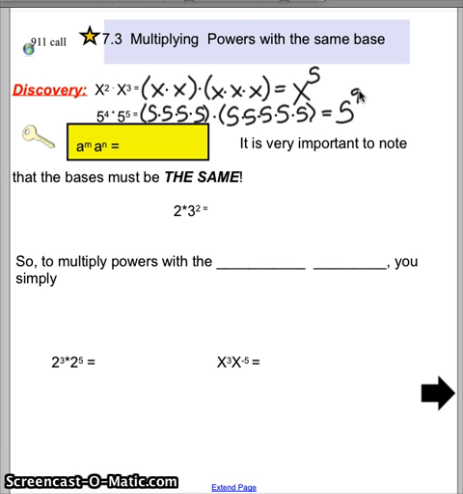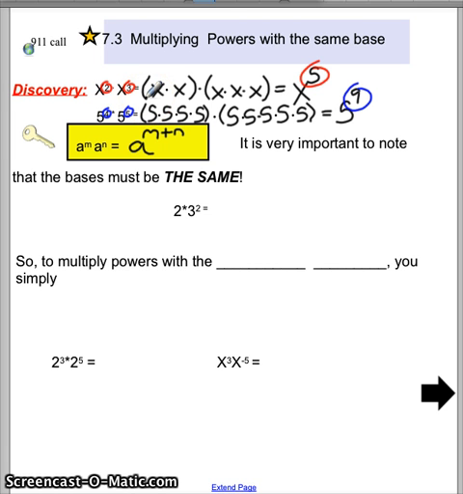So what I want us to notice is we had 2 and 3. That gave us 5. We had 4 and 5, and that gave us 9. So when we're multiplying with the same base, I want you to notice all we're doing is adding the exponents together. That's actually all we have to know.